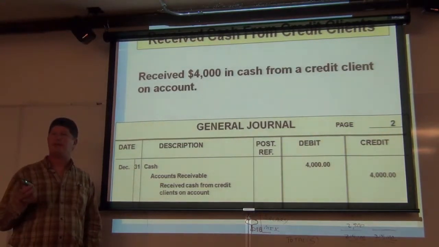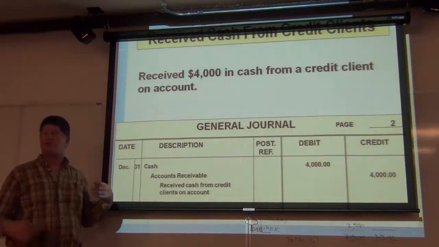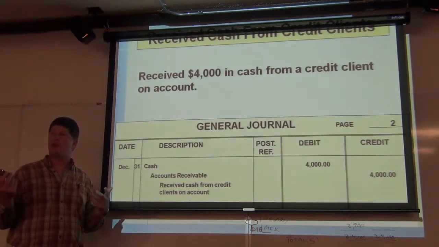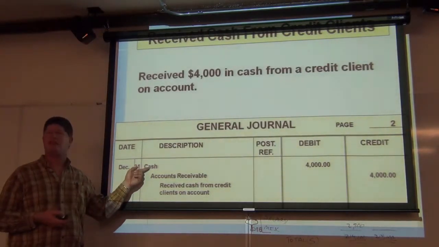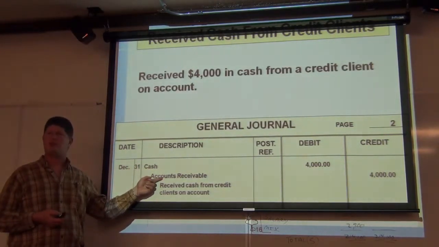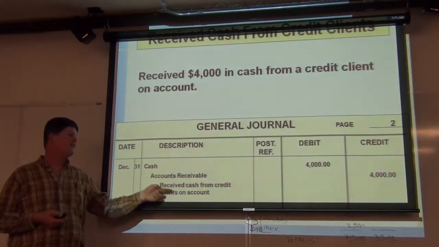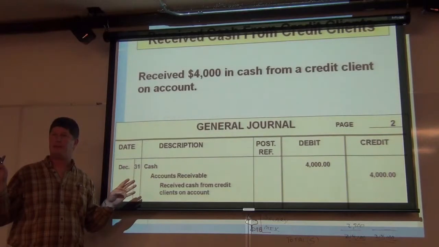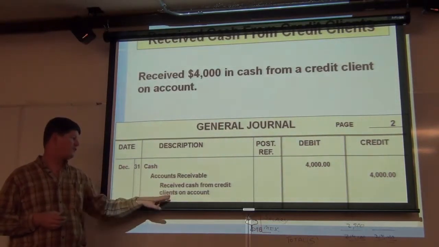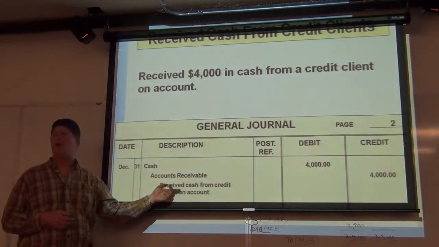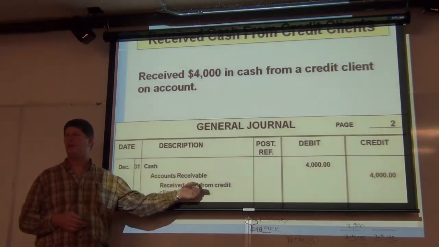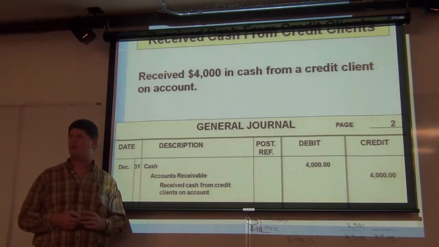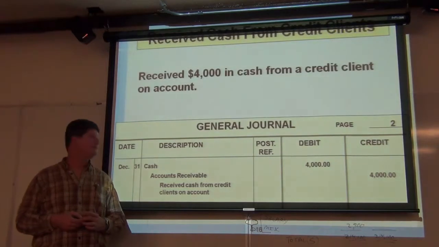Here's another one. I like this one because a customer comes along and pays us. We invoiced him a while ago. We gave him terms. He could pay us in 30 days. So now he's sending us the cash. Cash goes up. Credit to accounts receivable, so it decreases. It doesn't affect fees income anywhere because we've already recorded it as fees income, right? Okay. Received cash from credit clients on account. Well, I want to know who and how much so I can keep track of what their running balance is, right? Okay.